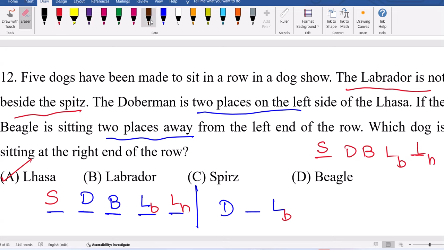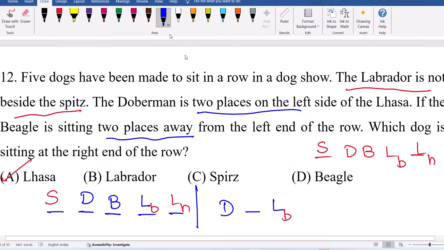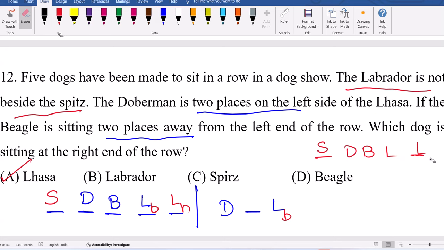Right, so right end is option A only. There is no option B, C. Option A, LBD. One moment, sorry. Is it LBD? Yeah, LBD is also fine. That's also cool. Okay, fine, good. There is the other issue your friend raised. LBD. No, how can we go for LBD? D is two places left side of LHS. Okay, this is LH.